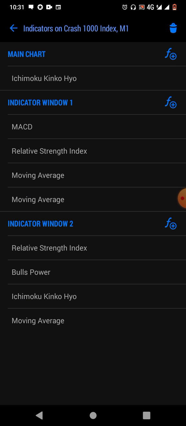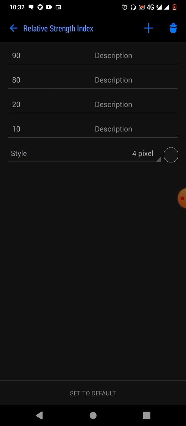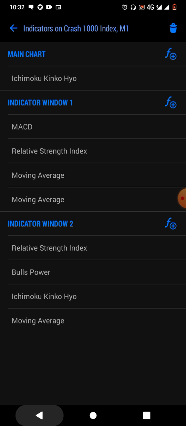I'm just gonna go back, and then on indicator window one, the first indicator we should add should be the RSI. We have the period 1, apply to close. The style is 3 pixel. The levels we have are the 90, the 80, the 20, and the 10 respectively. When you're done, you just click on done.